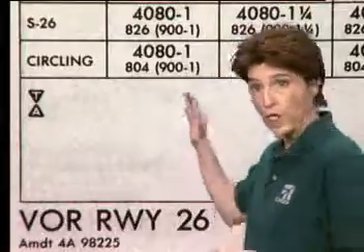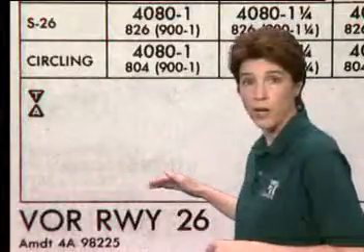However, some approaches have higher than standard alternate weather minimums, or there may be conditions attached to planning on that airport or approach as an alternate. For example, take a look at the VOR runway 26 approach to Ogallala, Nebraska. We're looking at the lower left corner of the plate.